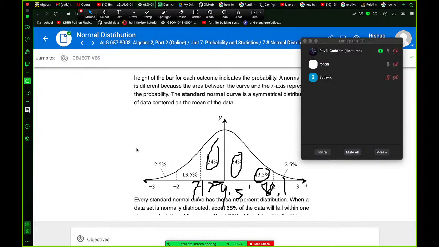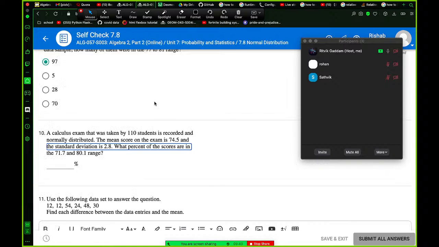So 68 plus 3.5. Oh, so 71.5 times 110 over 100 is just 79. 79. Yeah. Okay. Seems right to me. Totally worked it out. 79.9 or 79, just 79. It was 78.65.